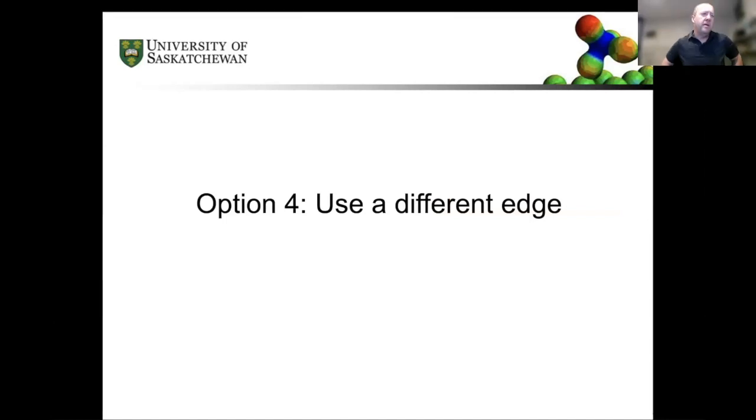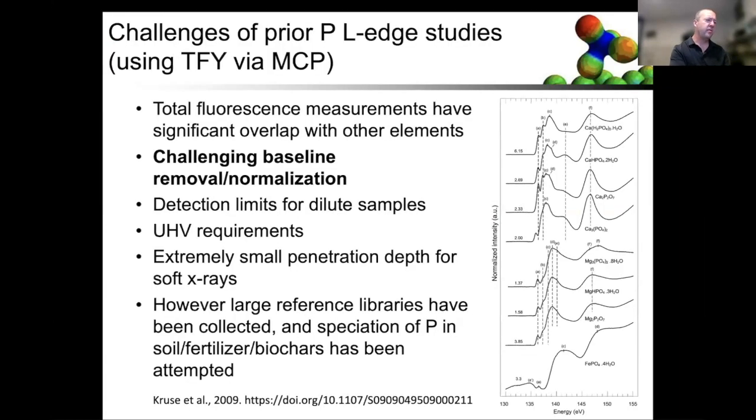The other thing you could do, and this is something that we're working on currently, is you could just try a different wavelength, right? Instead of using the phosphorus K edge and doing 1s spectroscopy, you could do 2p spectroscopy at the phosphorus L edge. And this is done at the VLS PGM beamline. And this isn't a new idea.